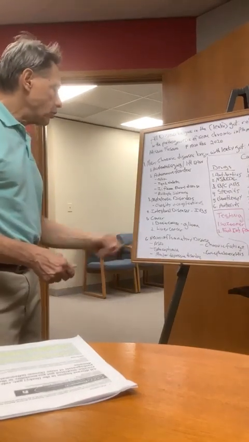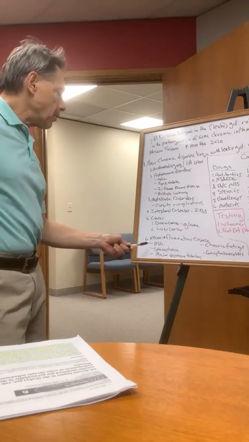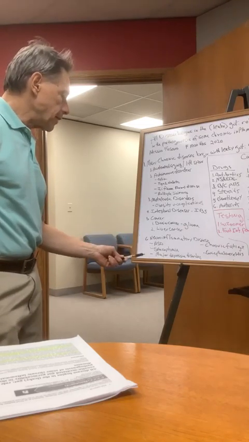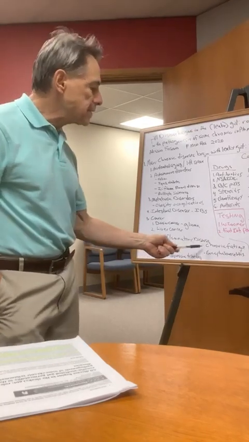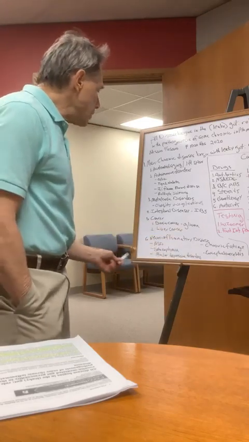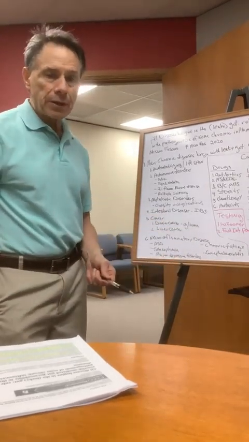Number 6, neurological inflammatory disease: autism spectrum disorder, schizophrenia, major depressive disorders, chronic fatigue syndrome, encephalomyelitis. All of these issues are associated with leaky gut.